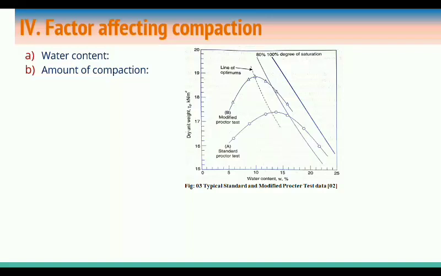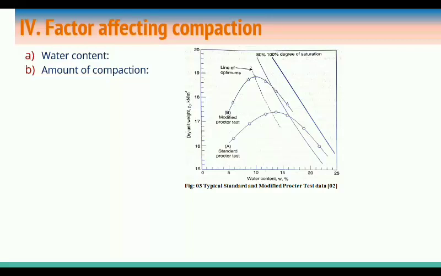From this graph you can see that the maximum dry density for the B compaction curve is more as compared to the A compaction curve, whereas in the case of the A compaction curve, the optimum moisture content is more compared to B.